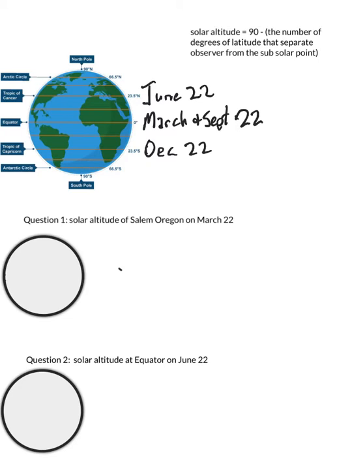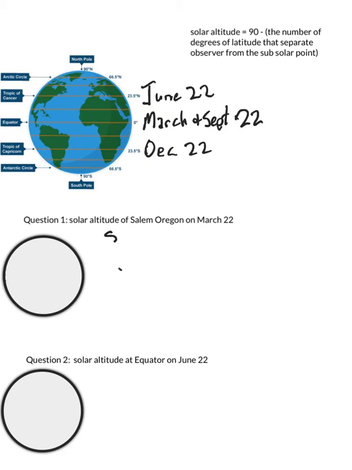Now, let's take an example of the first question. The first question asks, what is the solar altitude of Salem, Oregon on March 22nd? One of the things that we're just going to take as a given, because we've said it already in the notes, is that we know the actual latitude of Salem, Oregon. So that's 45 degrees, okay? So basically, let's write in our little equation.